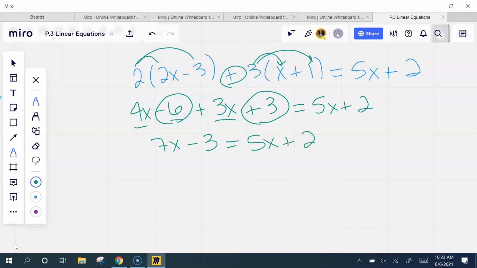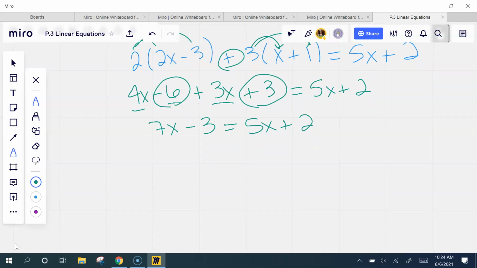Well, now I've got both sides cleaned up. What can I do now? Get everything together, right? Get the variables together on the same side, the constants together on the other side. So to do that, I'm going to go ahead and move this 5x over. And so I have 2x minus 3.